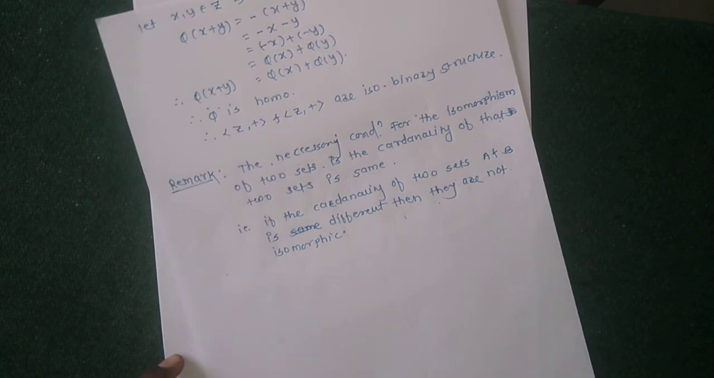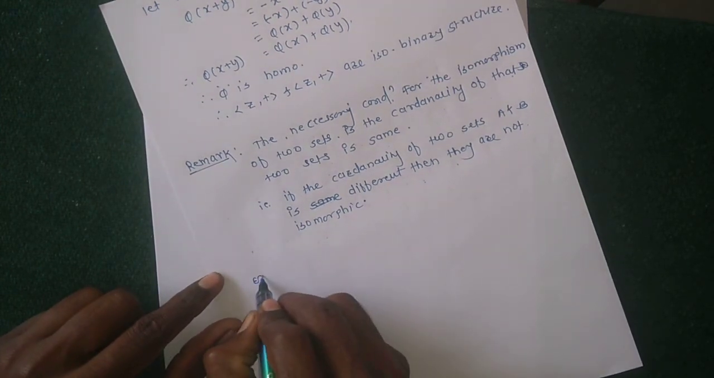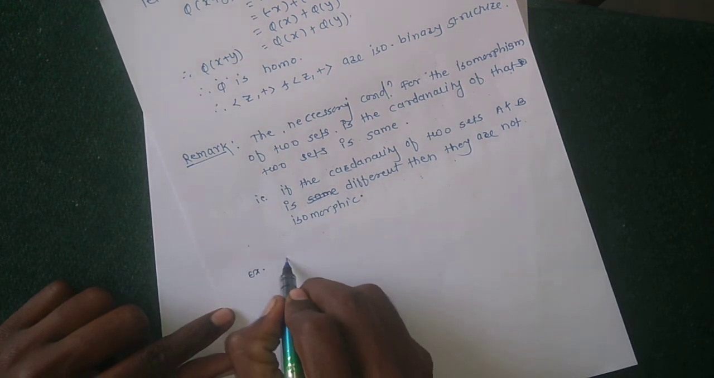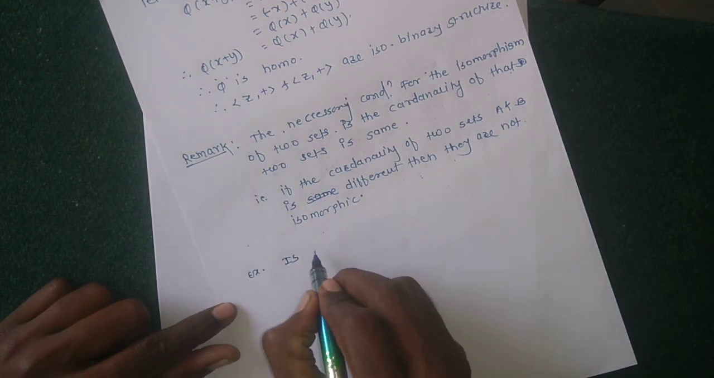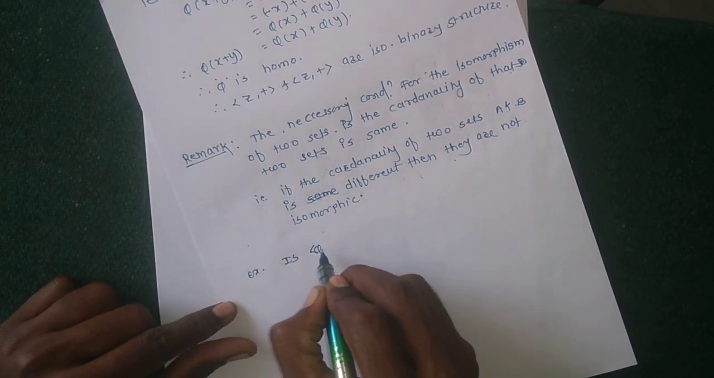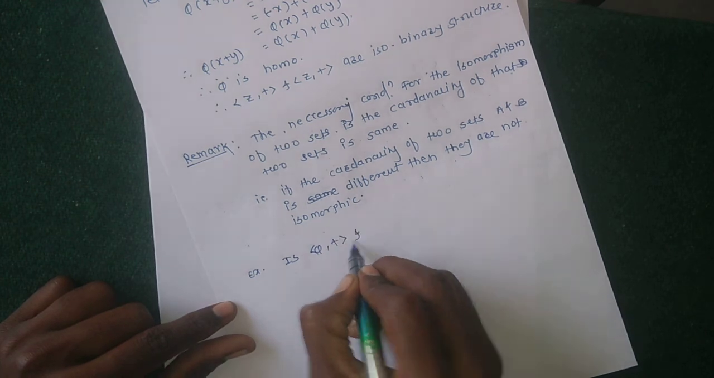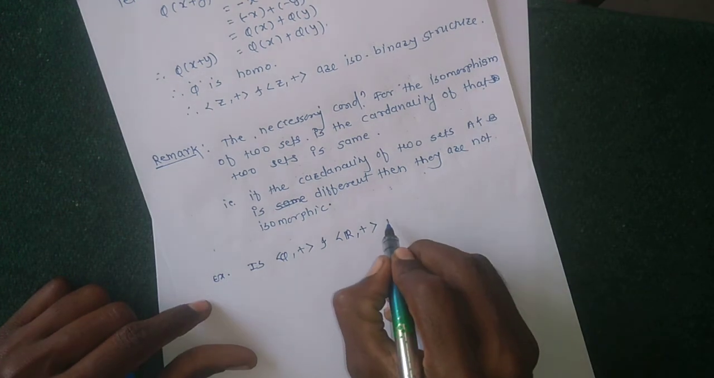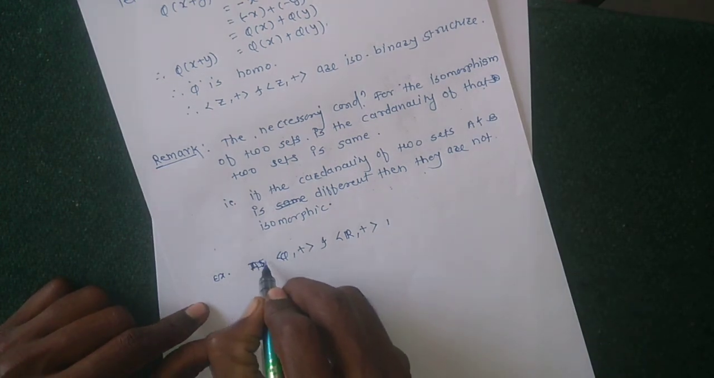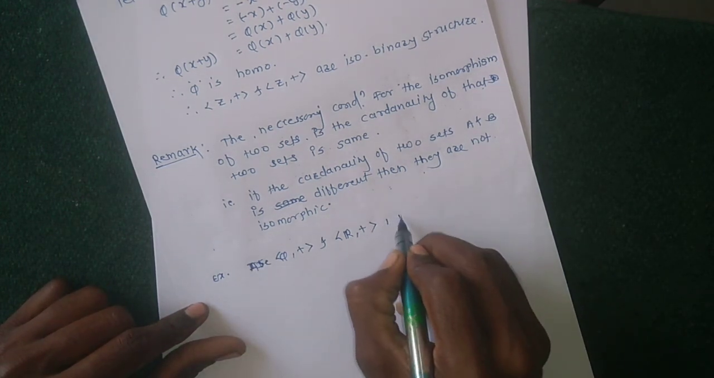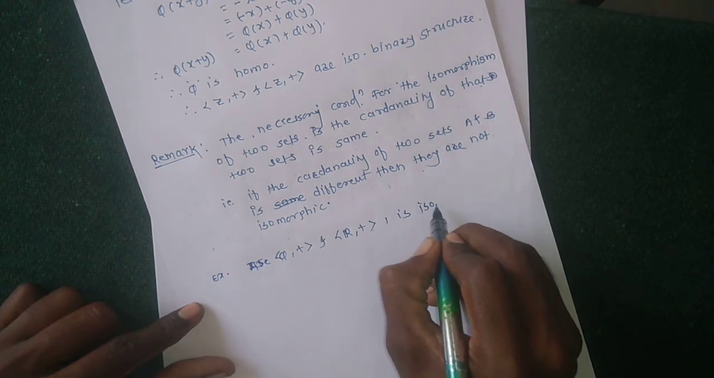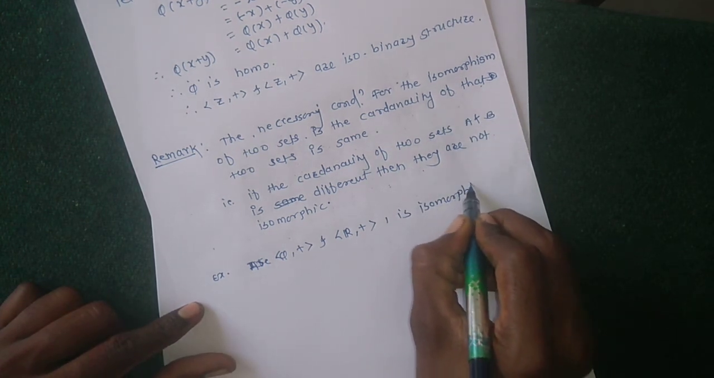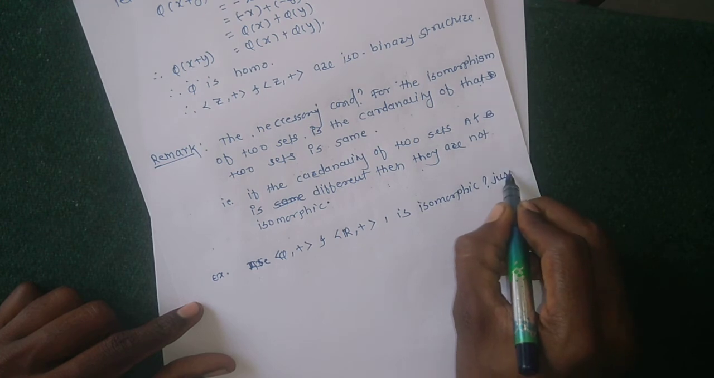Okay. Example: is the set of rational numbers (Q, +) and the set of real numbers (R, +) isomorphic? Justify.